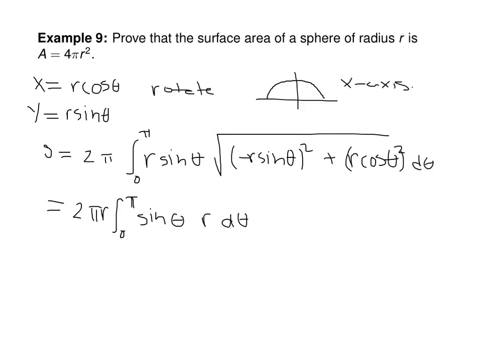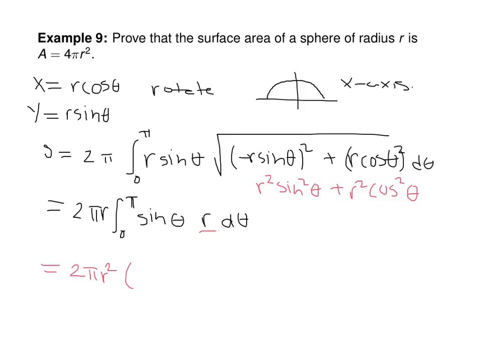Because once again, inside the square root sign, we have r squared sine squared theta plus r squared cosine squared theta, much like the last example with the 5. The r squared can factor out, it roots to r. We're left with sine squared plus cosine squared, which is 1. So now we have 2 pi r squared.